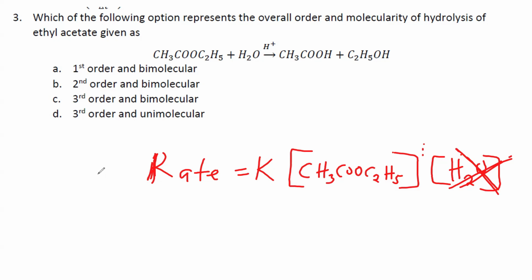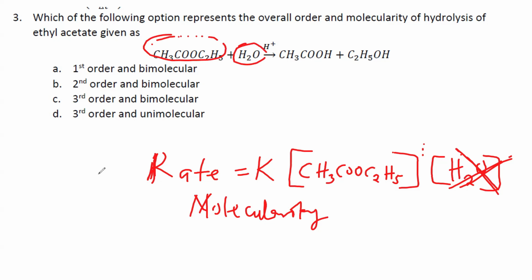And then the second one is molecularity. What is molecularity? The molecularity indicates the number of molecules or reactants that participate during the course of the reaction. In this case, how many reactants do we have? We have two reactants, this and this. So this reaction is bimolecular. If you have two reactants participating in the reaction, it is called bimolecular.